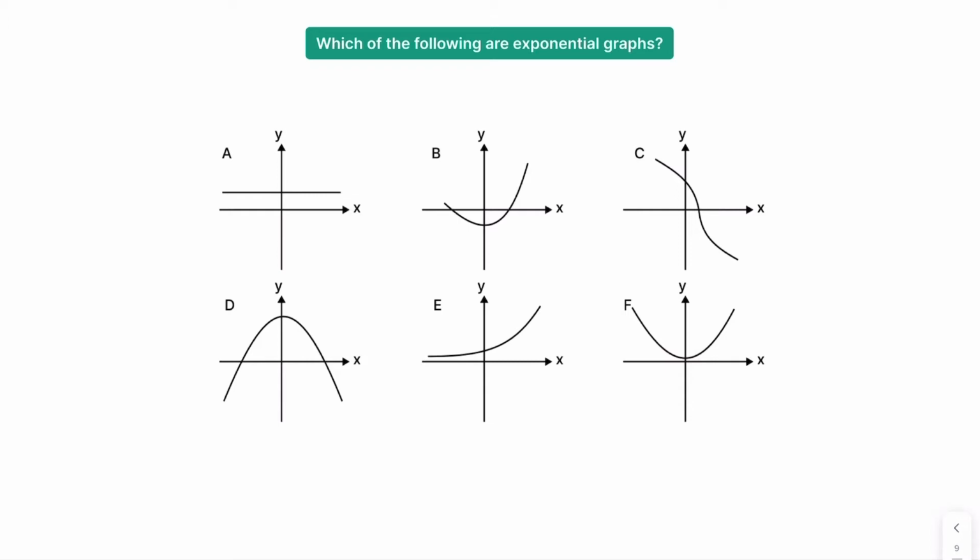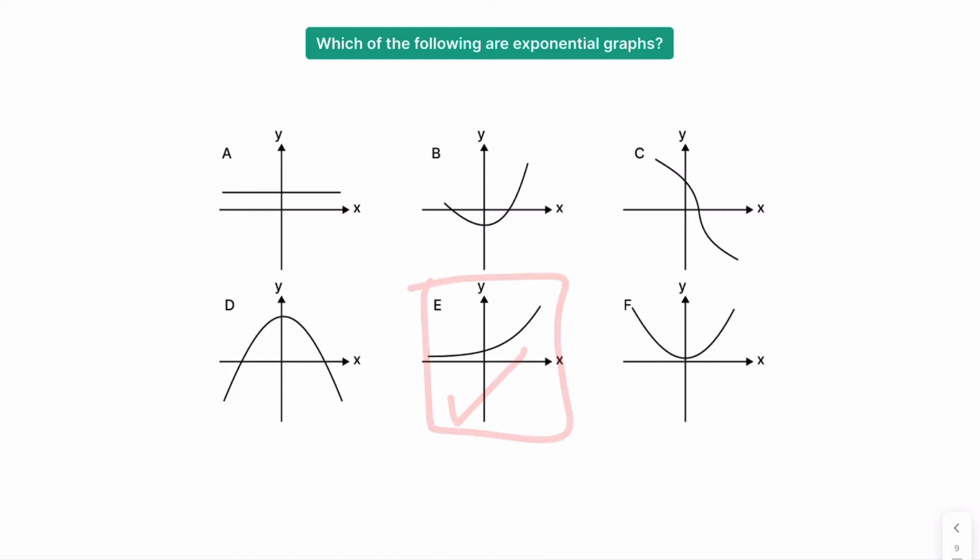So A is not an exponential function, or an exponential graph, I should say, because although it doesn't cross the x-axis, it's just a flat line. It doesn't exponentially grow on one side of the axis, so not A. With B, it crosses the x-axis, so it can't be this. C also crosses the x-axis, so does D. Now E, does it rapidly increase after it intercepts the y-axis? Yes, it does. So because it does, and it doesn't cross the x-axis, this is an exponential function.